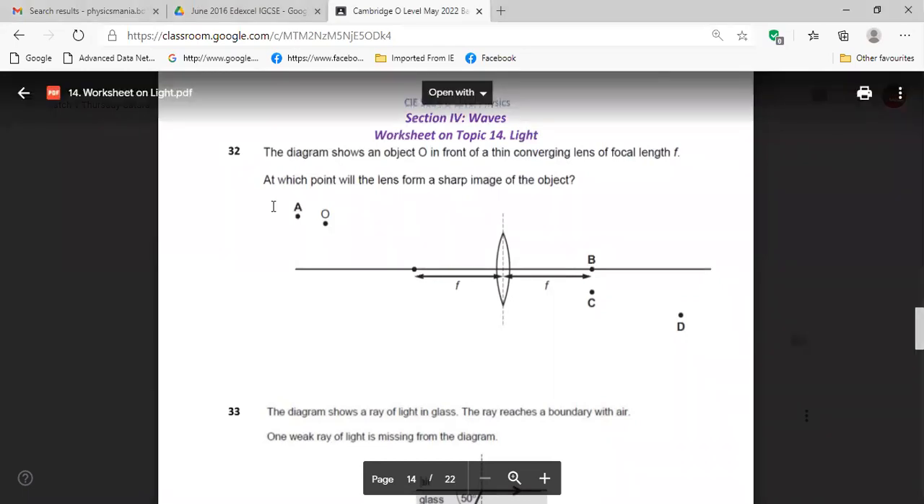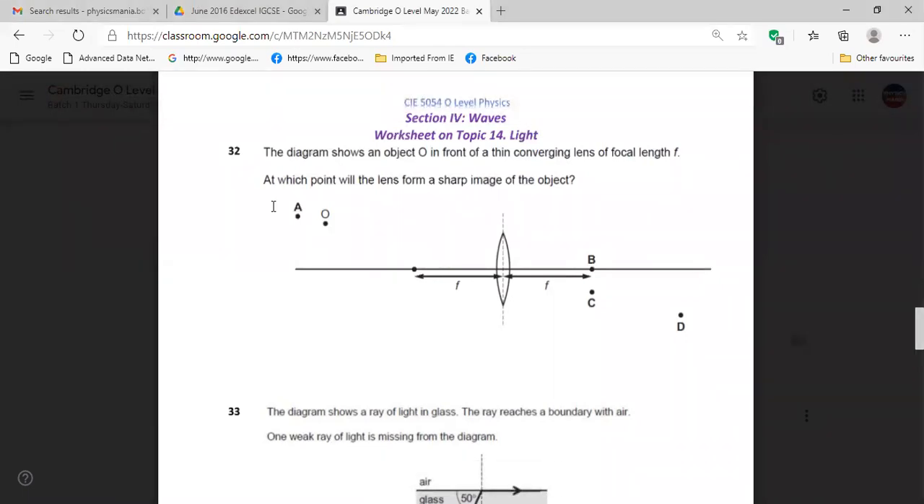The diagram shows an object O in front of a thin converging lens of focal length f. At which point will the lens form a sharp image of the object? Okay. Object is O, right? Yes, object O.